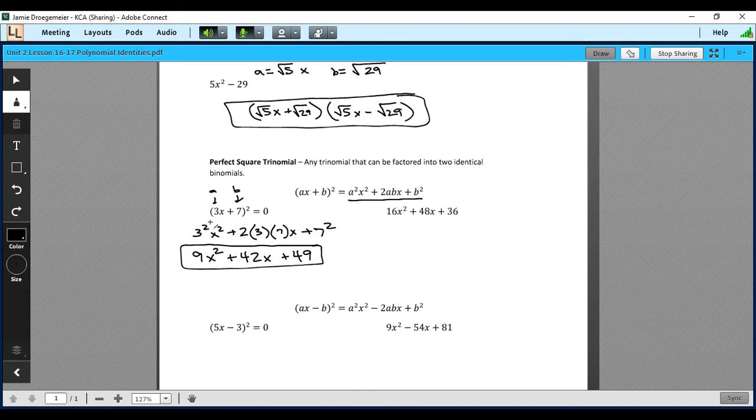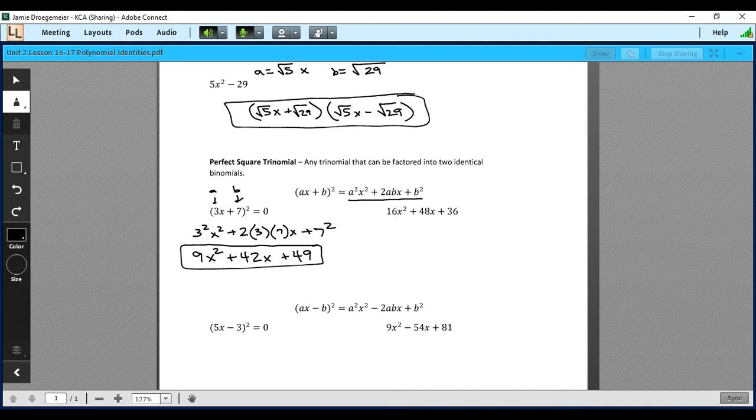Well, what you can kind of see here is that if I can figure out the first term pretty easily, that's just going to be 9x squared. The last term is going to be that 7 squared. That middle term, I just need to multiply the coefficients, the 3 and the 7 times 2, and that's going to give me that middle term. We can go the other direction here as well.